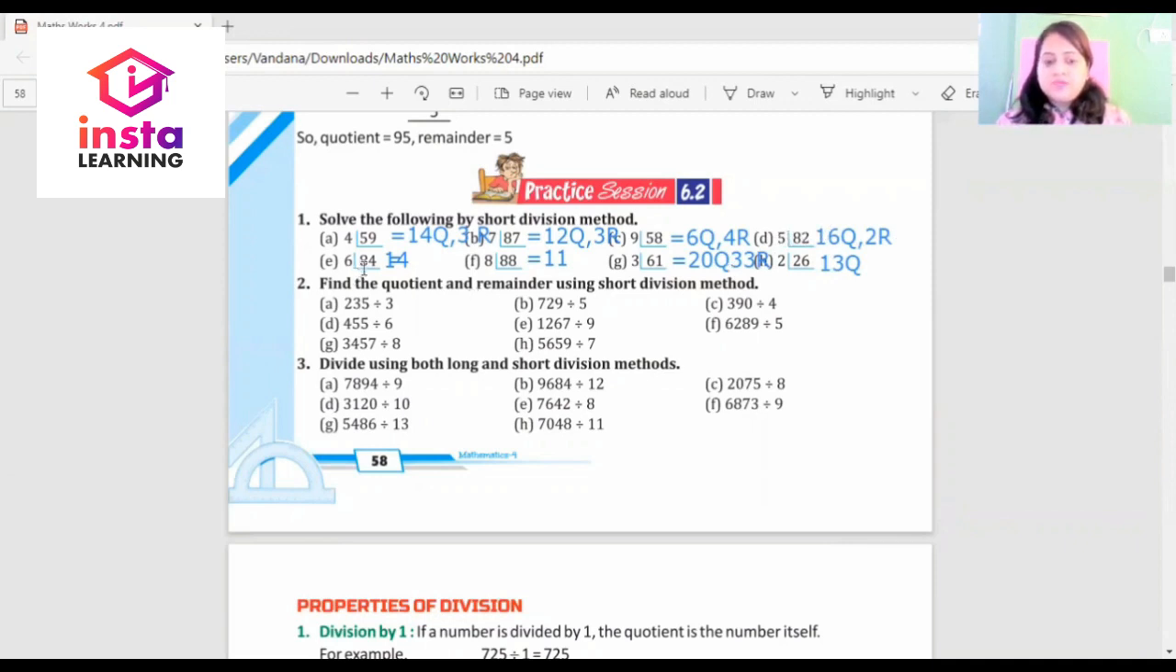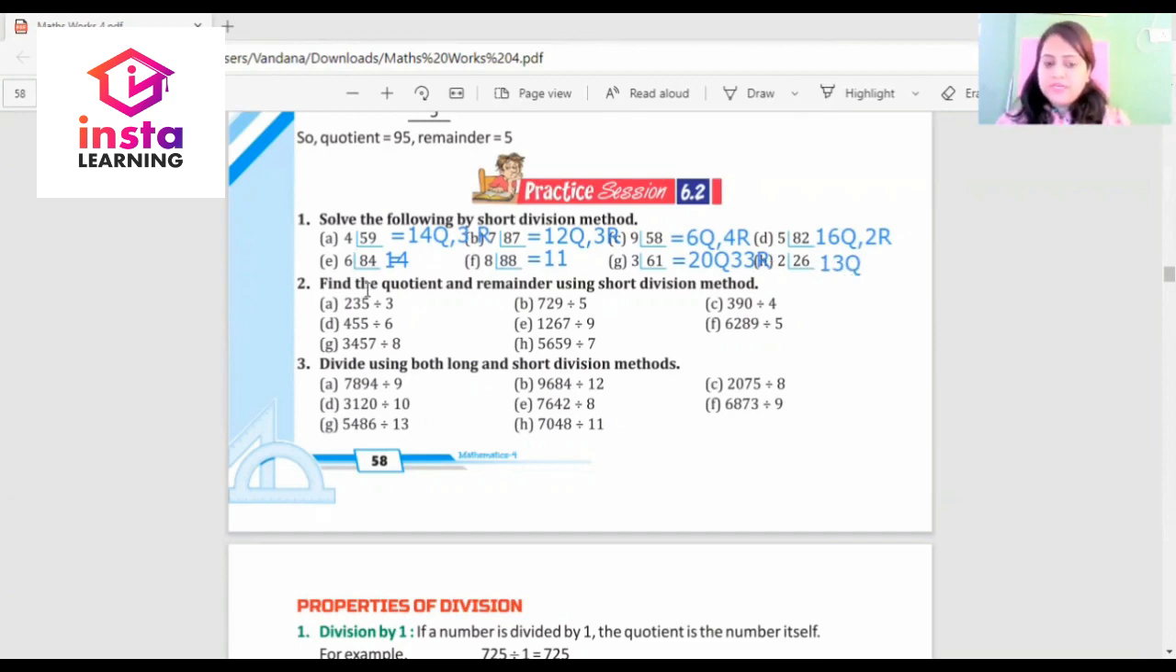And now it is your 14 answer. In this E, 11 is your answer. In this F question, you have to read the table of 8. How many times? 11 times. The quotient is 20 and 33 is your remainder, and in this question is 13.